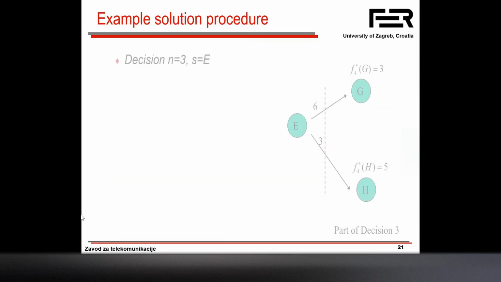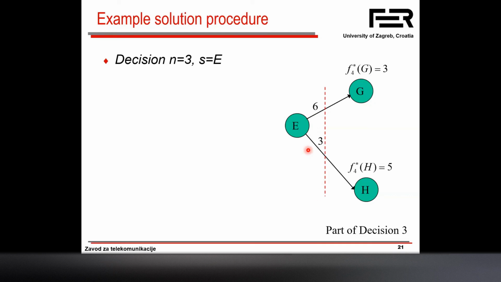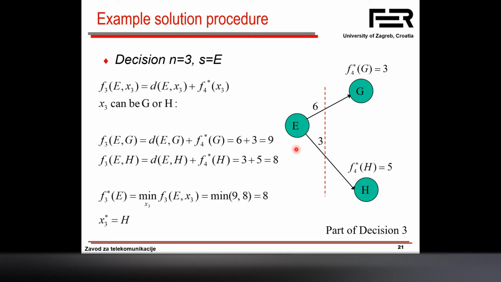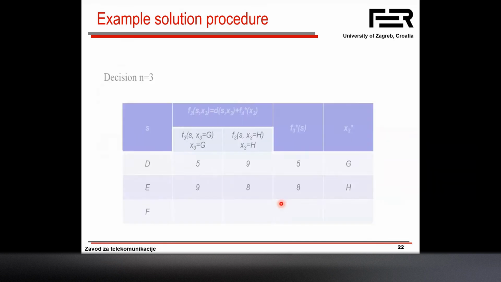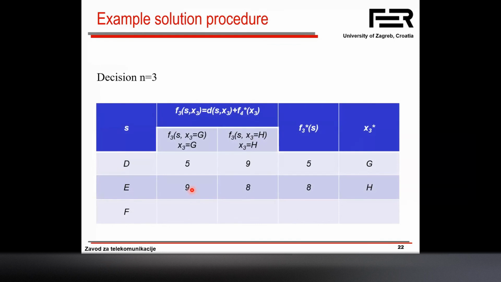Okay, if I'm in node E, so this is part of decision 3, to get to the final destination node, it's going to cost me 6 to get to G plus whatever we already previously calculated, or 3 plus whatever we previously calculated from H. Okay, again, that's written out here. And we know that if I go via G, it's 9. If I go via H, it's 8. So I decide to go via H.